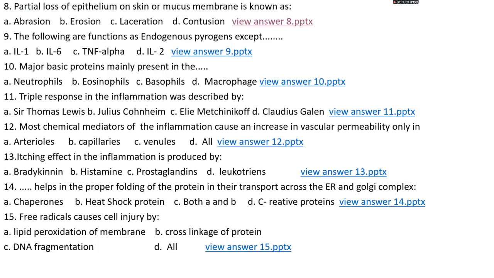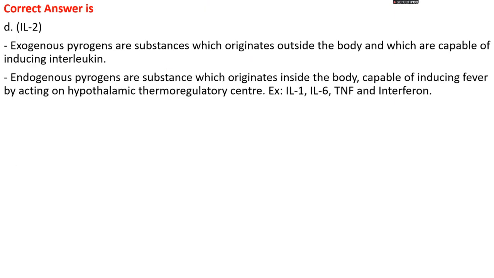Okay. Question number 9. The following are functions as endogenous pyrogen except: option A, interleukin 1; option B, interleukin 6; option C, tumor necrosis factor alpha; or option D, interleukin 2. The right answer is option D, that is interleukin 2.